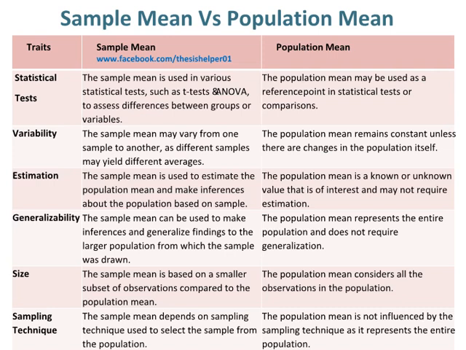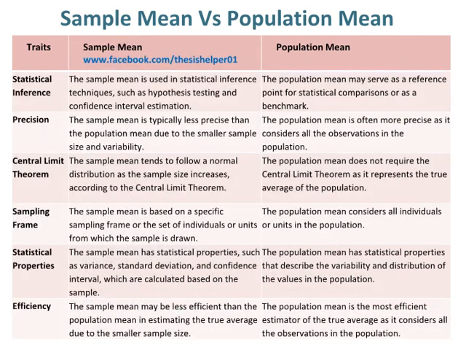The sample mean is based on a smaller subset of observations compared to the population mean. Whereas, the population mean considers all the observations in the population. The sample mean depends on the sampling technique used to select the sample from the population. Whereas, the population mean is not influenced by the sampling technique as it represents the entire population.